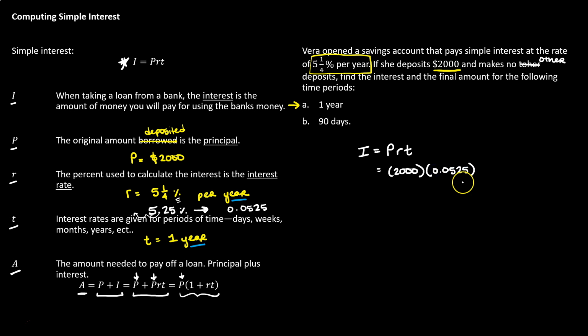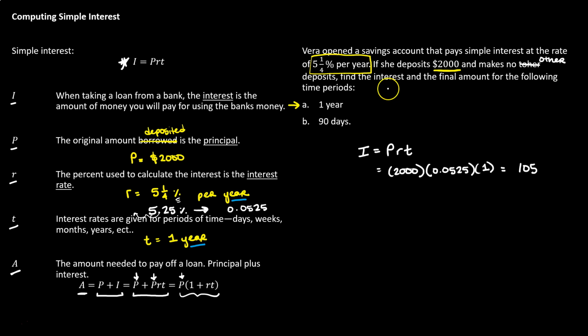And then lastly, the amount of time, which we said is 1 year. So our interest will be 2,000 times 0.0525 times 1. Type that into our calculator, and we should come out with a total of 105. Now this is the interest that Vera earned by depositing her money into the savings account. So the bank is going to pay her this money.